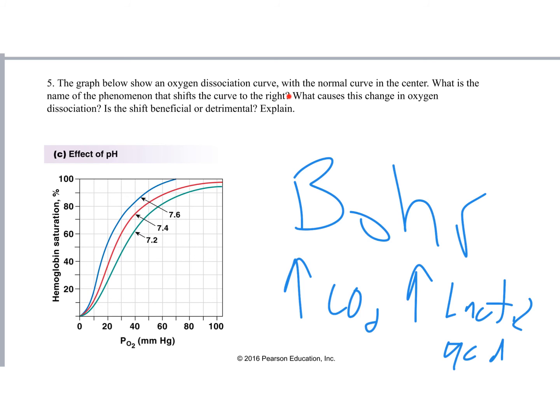So in the question, what causes this change in oxygen dissociation? We answered that earlier when we said it had to do with your increasing carbon dioxide levels and increasing lactic acid levels. It decreases the pH. That's what causes the change in the oxygen dissociation. Is it beneficial or detrimental? It is beneficial because the muscles need oxygen faster if you're in a higher metabolism.